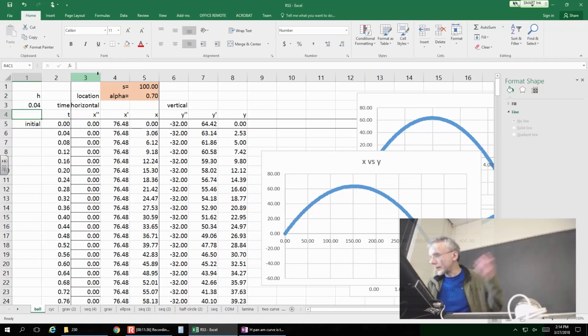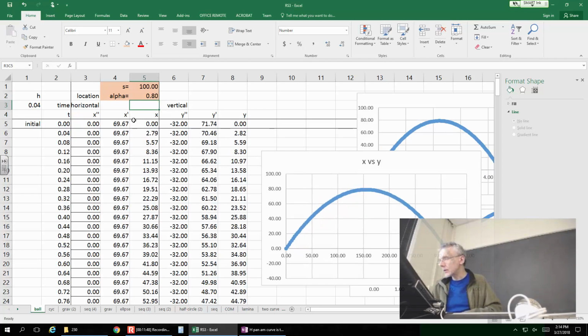Okay, so it's better, right? You can see we are going almost 300 feet. So it has improved. Let's try to improve some more. Maybe we proceed in the same direction. 0.8. A little bit better.